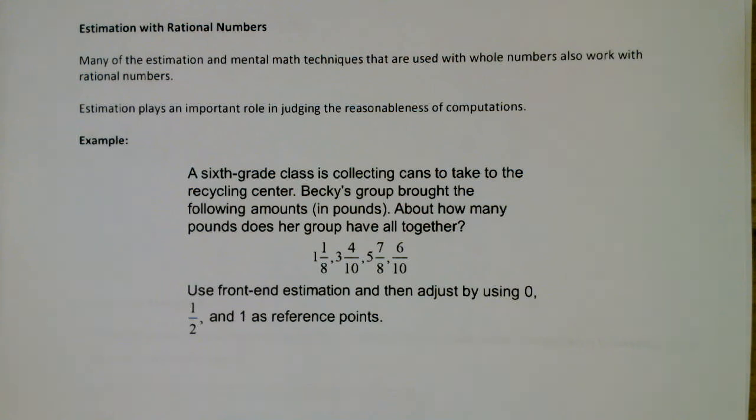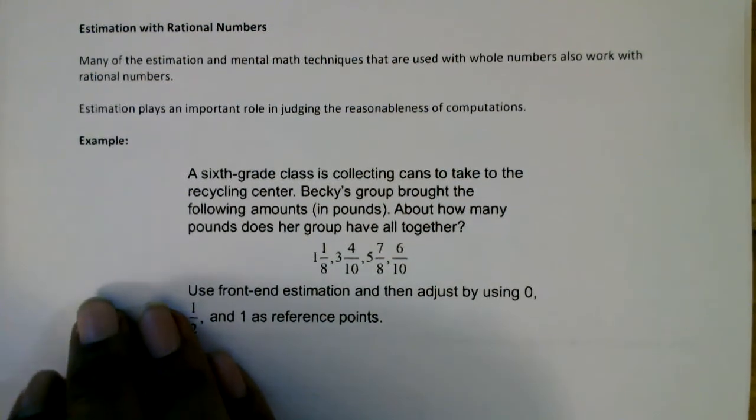A sixth grade class is collecting cans to take to the recycling center. Becky's group brought the following amounts in pounds. About how many pounds does her group have altogether? Here we've got 1 1/8, 3 4/10, 5 7/8, and 6 over 10. Here we're going to use front end estimation and then adjust by using 0, 1/2, and 1 as reference points.